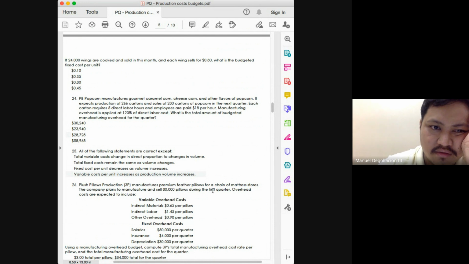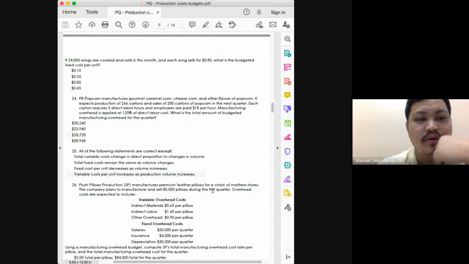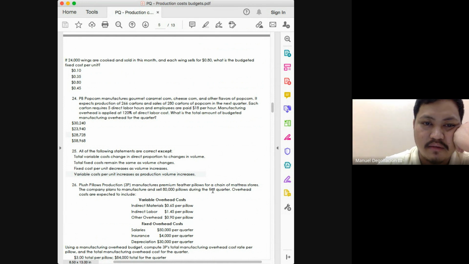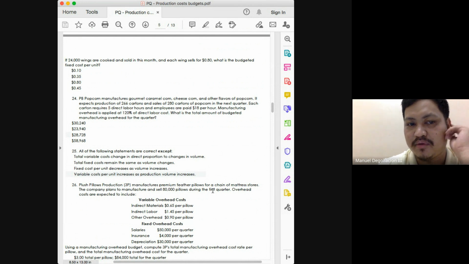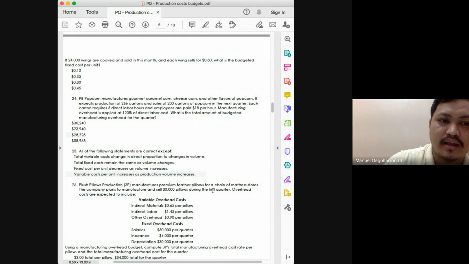Very similar. Okay, we need 266 cartons. And how many hours do we need? We're solving for direct labor cost because the overhead is applied based on your labor cost. So 266 production units times 5 hours per unit, then times $18 per hour, you'll have 23,940. That's your direct labor cost multiplied by 120%, or multiplied by 1.2. This will give us our budgeted manufacturing overhead of 28,728.